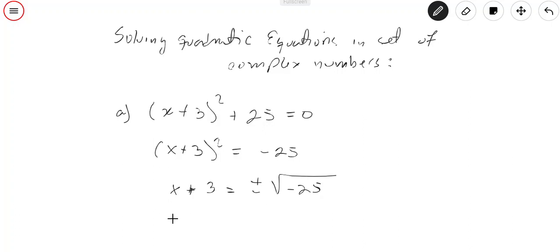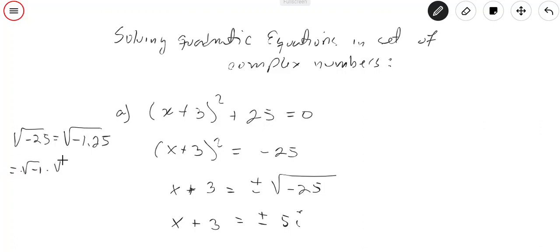Remember one example that I gave at the beginning. So x plus 3 equals plus or minus 5i. Remember, the square root of negative 25 is the square root of negative 1 times 25. So it's equal to the square root of negative 1 times the square root of 25. The square root of negative 1 is i, the square root of 25 is 5. If I have a plus or minus in front, I have to keep that plus and minus, right? So I have x plus 3 equals plus or minus 5i.